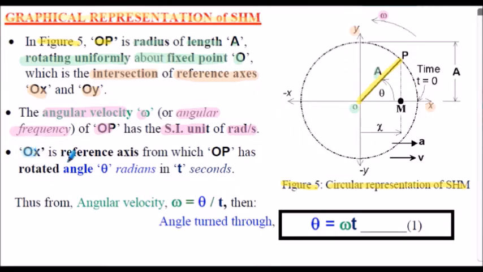OX is the reference axis from which OP has rotated through angle theta, shown here, radians, in t seconds. So from angular velocity, omega is equal to angle turned through divided by time taken. This equation can be arranged to find the angle turned through. Theta is equal to omega multiplied by t. Call that equation 1 for reference.